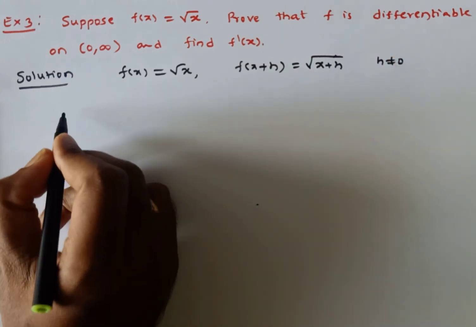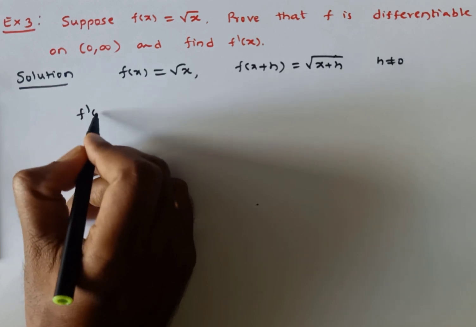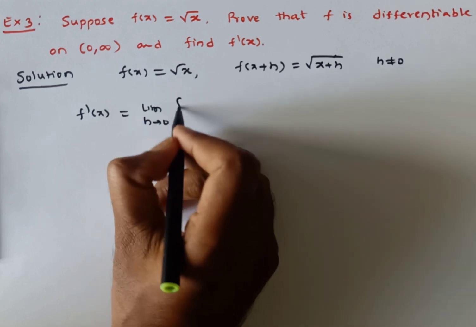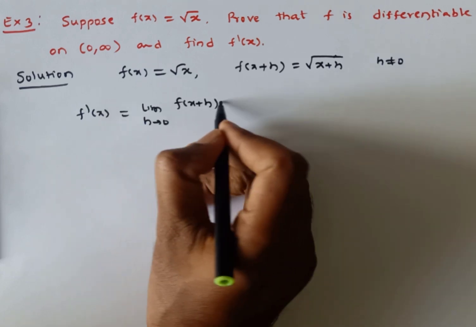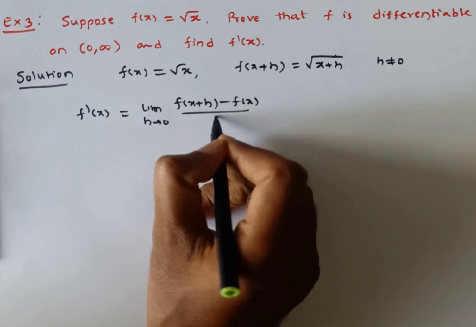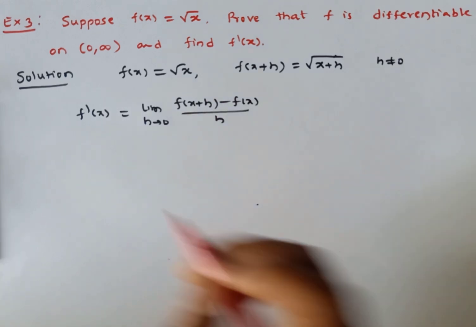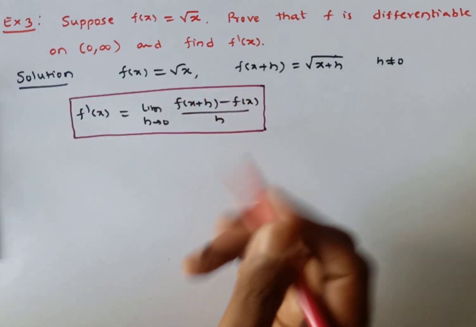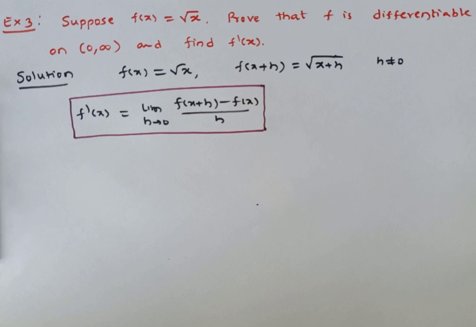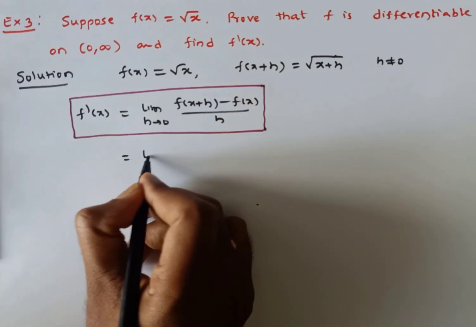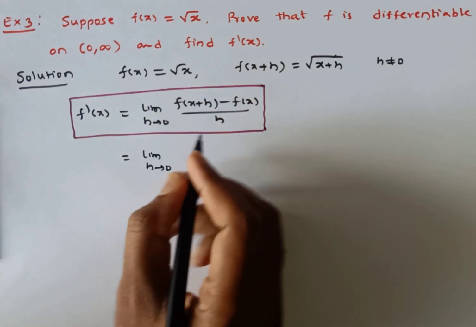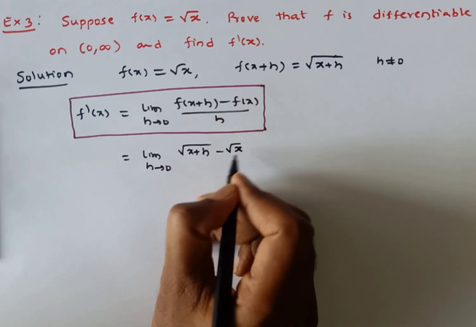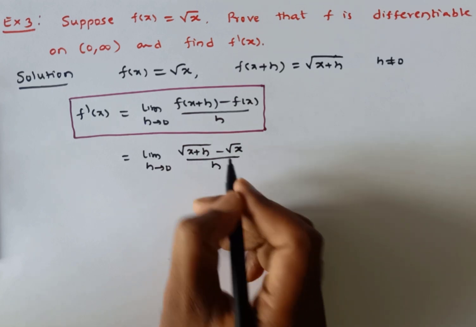Then see, the first principle of derivative, what is our definition? Write down the definition. f dash of x equals limit h tends to 0 of f of x plus h minus f of x by h. So this is our first principle of the derivative. Now directly you can simplify here itself. Which equals limit h tends to 0, f of x plus h is root of x plus h, minus root x, divided by h.